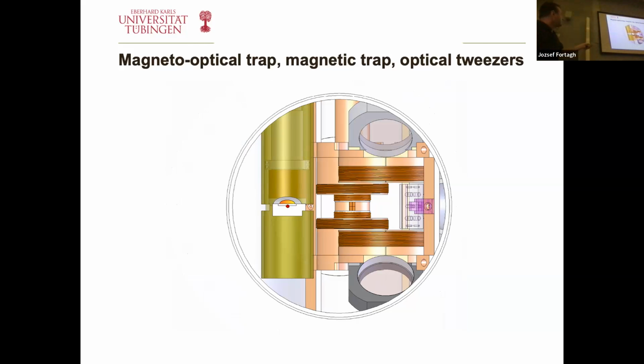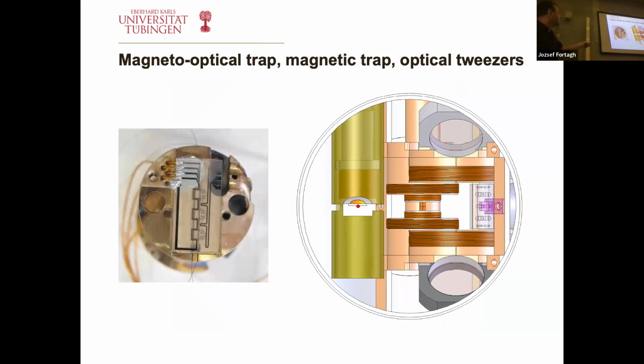Now, at the cold surface, we operate a superconducting chip. On this picture, we can see the sapphire substrate with niobium components. Some of them are microwave cavities and other components for magnetic trapping. I will show you another picture about that.